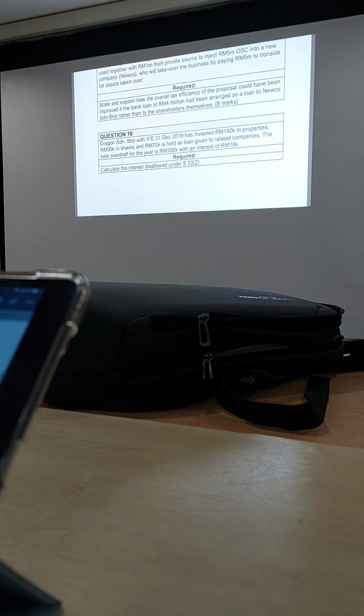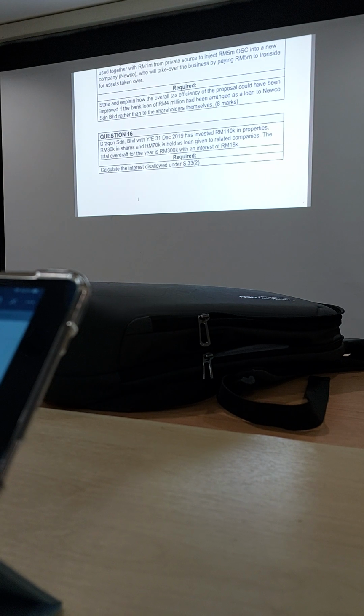Interest disallowed 16.67, wrong. This allowed. Interest disallowed 60K, but interest is only 18K. How can you go to 60K? Why do you disallow more than what they incur? Interest is only 18K. It doesn't matter what percentage. 4,200 disallowed, wrong. 12,000, wrong.